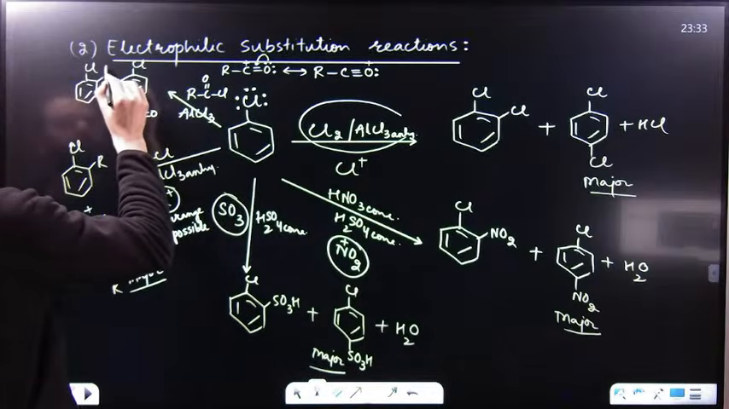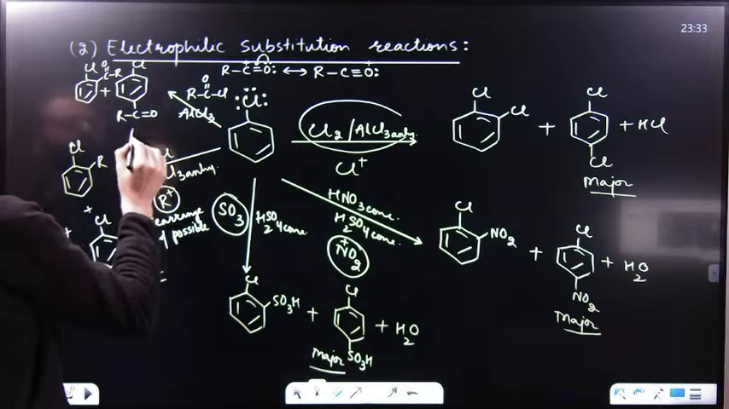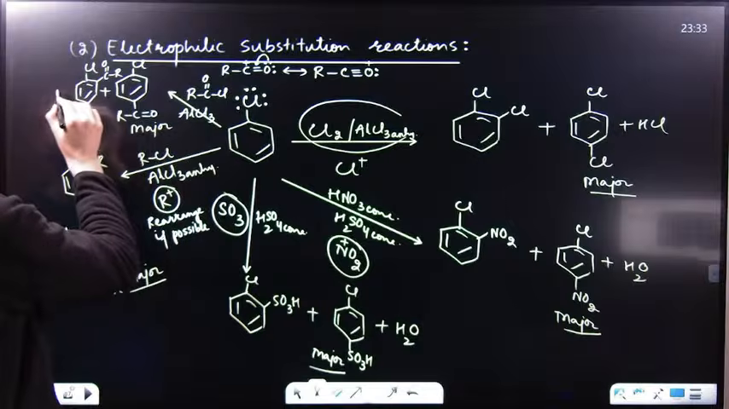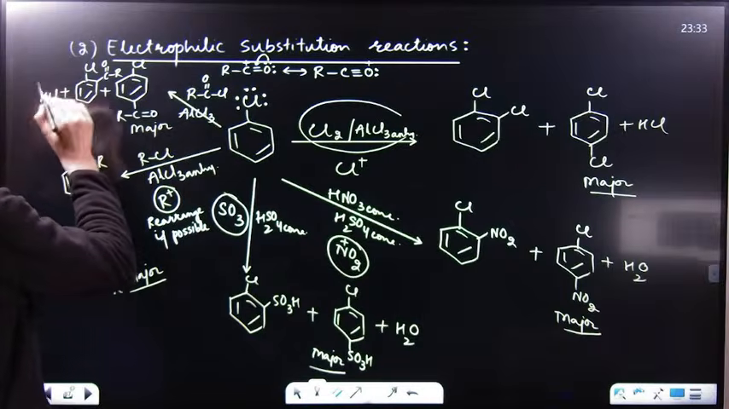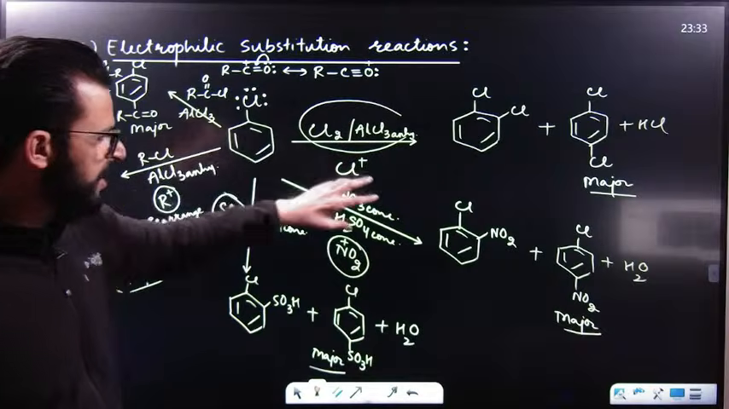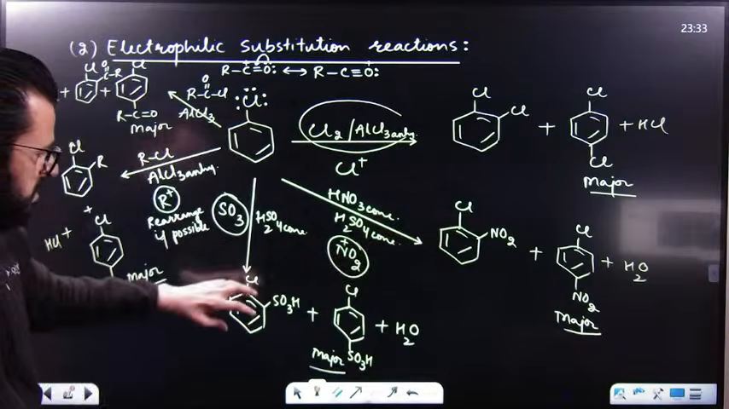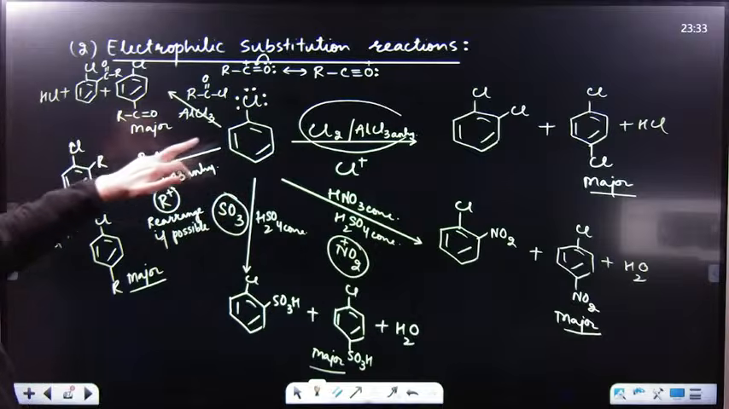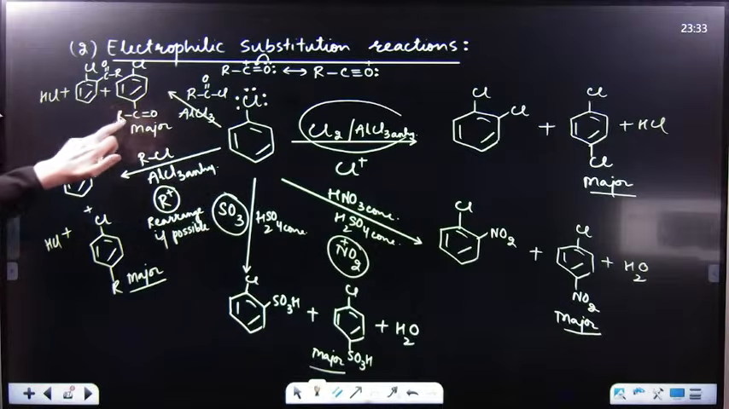Major product will be always para product because repulsion will be less. So, this will be major. And at the very same time, HCl will be the side product. So, this is halogenation or chlorination. This is nitration, introduction of nitro group. This is sulfonation, introduction of sulfonic acid group. This is alkylation, introduction of alkyl group. This is acylation because of introduction of acyl group.